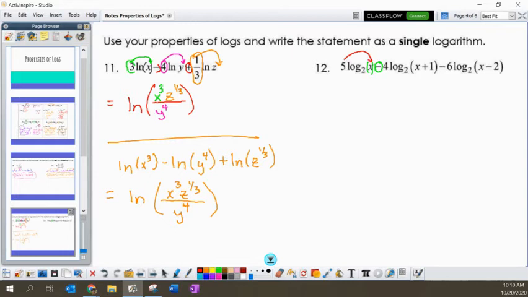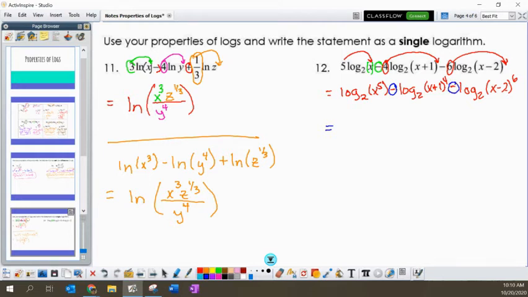We can start by just raising everything back to those powers, so bringing those coefficients back as the powers. So you can write it as log base 2 of x to the 5th minus log base 2 of x plus 1 to the 4th minus log base 2 of x minus 2 to the 6th power. That's just bringing the powers back as exponents. But then we still have another step, and some of you can have done it in one step. Notice that we have multiple terms with minus signs, so those are going to go in the denominator. This term out front is positive. It's going to go in the numerator.